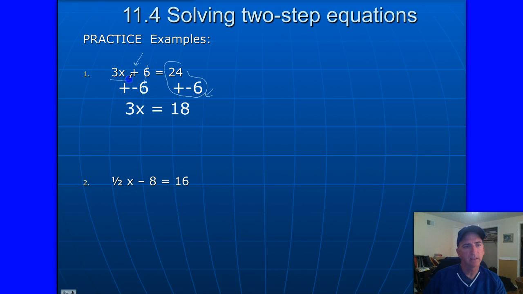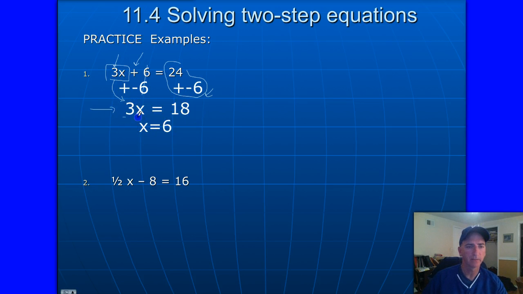Now notice I still have 3x. That 3x has to wait, because 3 is being multiplied by the x. So we're going to wait to this point. Now we're going to undo the multiplication, and we're going to do that by the inverse operation.